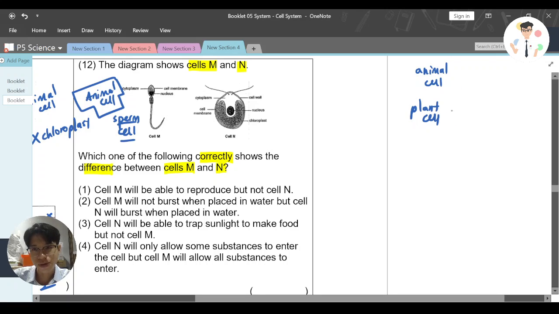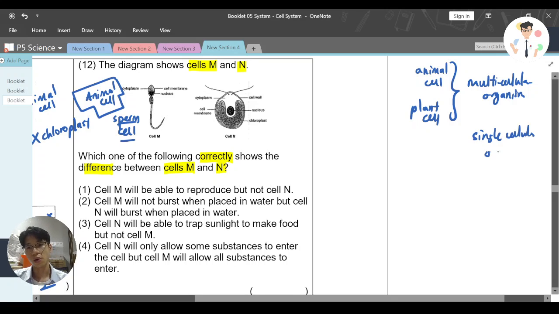Now, don't forget that when we talk about animal cell and plant cell, all of these are actually under multi-cellular organisms. Okay, don't forget we have something called the single cellular organism. It means that there are also cells that are alone, just one cell itself, and it can stay alive. And what we have here is actually not the plant cell that we normally think it is, but this is actually a single cellular organism. It means that it's just one cell and it can stay alive.